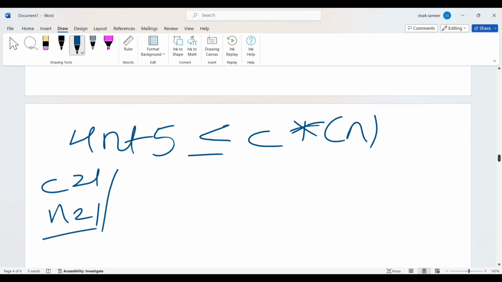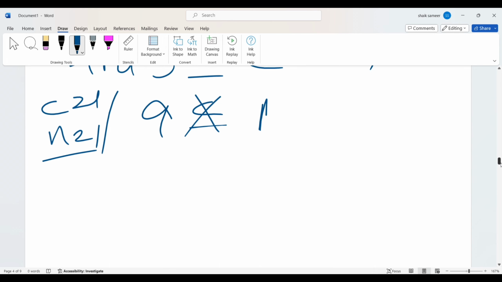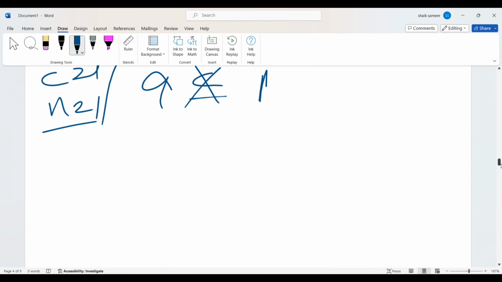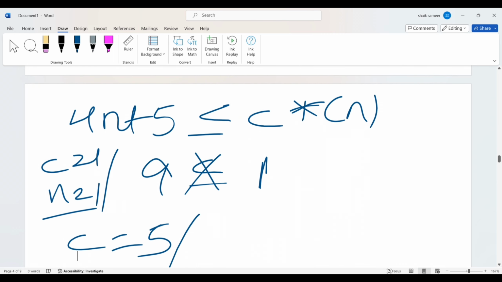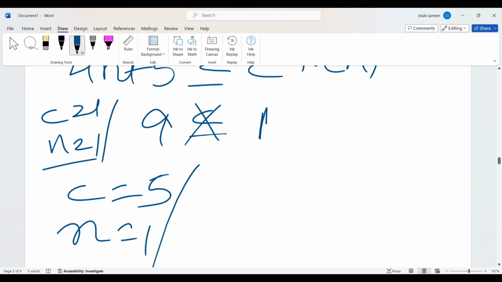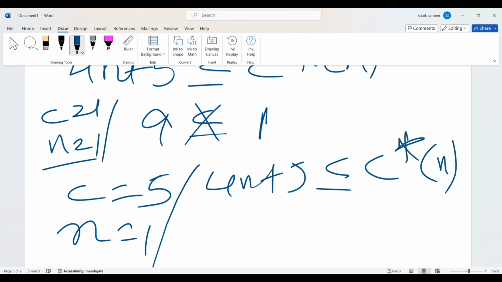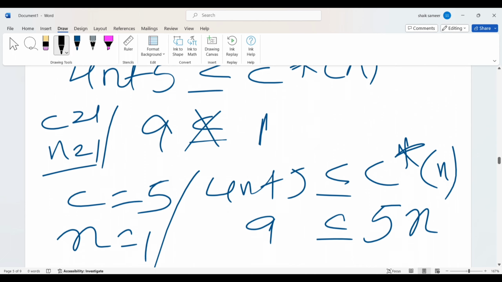Okay. So if I substitute n equals 1, c equals 1, here I will get 9, here I will get 1. So it is not satisfied. So substitute another value. If I substitute c equals 5, n equals 1, the value becomes 4n plus 5 less than or equal to c into n. This side the value becomes 9, this side the value becomes 5n. So if I substitute c equals 5 and n equals 1, this is also wrong.